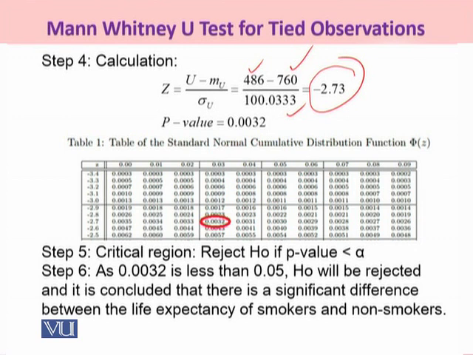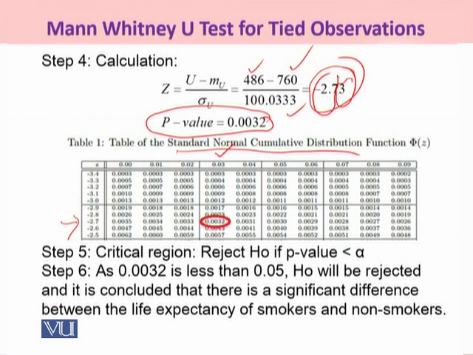Now students, here I have shown one portion of the table of the standard normal cumulative distribution function. Here, minus 2.7 is the row and third is the column. When you locate minus 2.7, the Z value, in the row and the third column, you can see this value, 0.0032. This is your p-value on the basis of which you are going to reject or accept the null hypothesis.